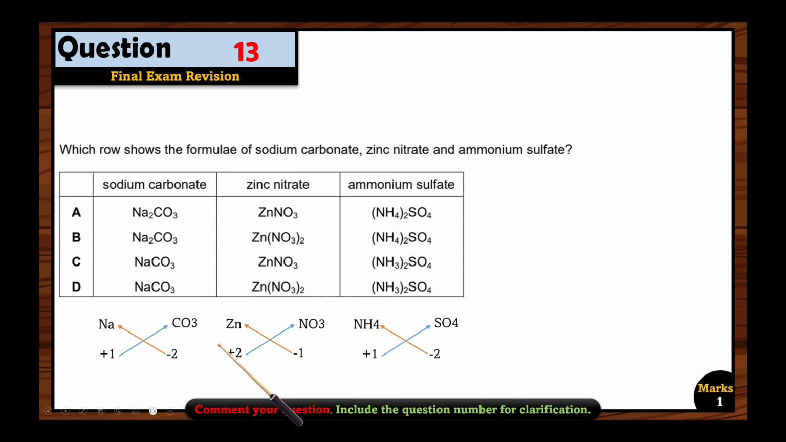It will be helpful for you to make the formulas. Now, carbonate, we already know that it has a -2 charge. So when they cross each other, this 2 will come here. So Na2CO3. Where you can see Na2CO3, that is A or B. So it means A or B option can be right.